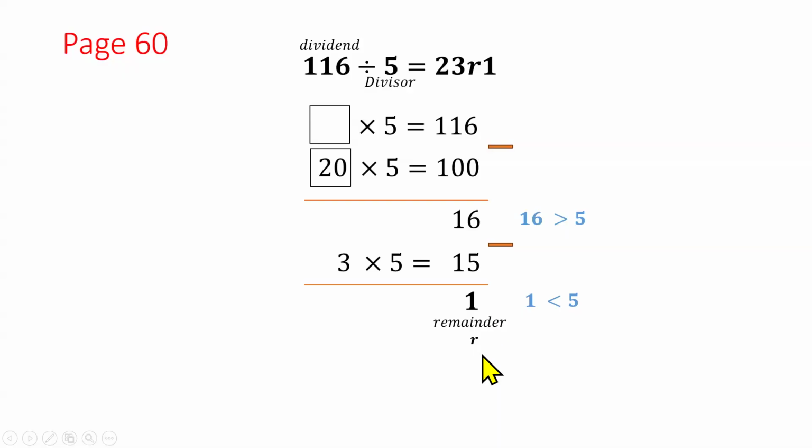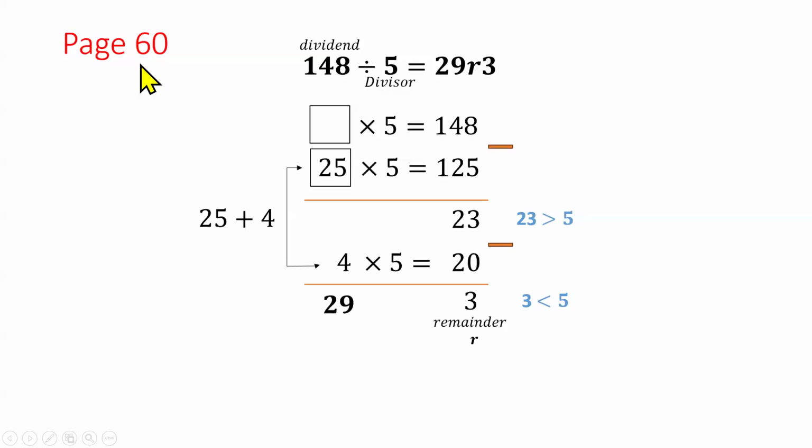Okay, when 1 is the remainder, how did I get 23? 23, you know the parts that we suggested? Once we suggested 20 and once we suggested 3, you add these together. When I add 20 and 3, it will give me 23, and it is the result which we are seeing here, okay? This is the second question.